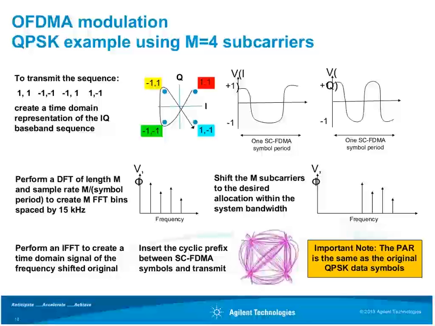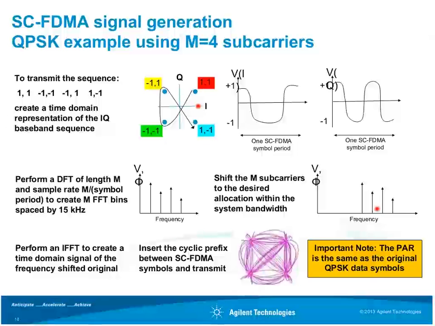Well, for SC-FDMA, the signal generation process really starts by creating time domain waveforms. So here are our QPSK symbols that we're going to go through, and they all go through in one SC-FDMA symbol. And that symbol length is the same as for OFDMA in this example as well. So we start by creating the time domain signals, and then these time domain signals are converted to frequency by a discrete Fourier transform. And it's created such that they can be represented by these four bins that are spaced at 15 kilohertz apart.